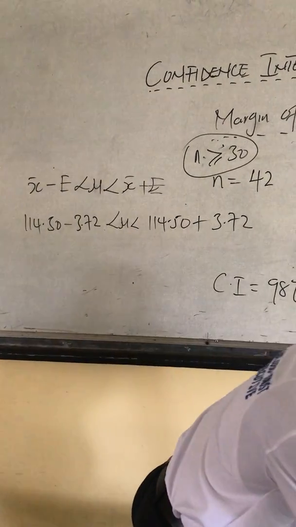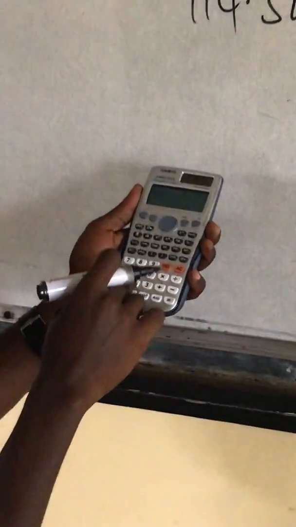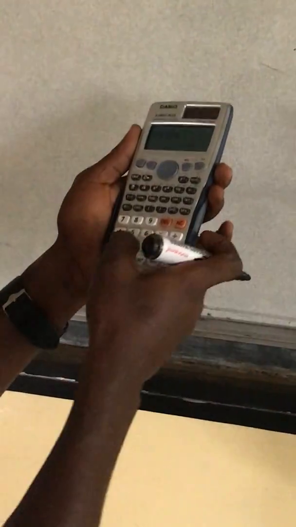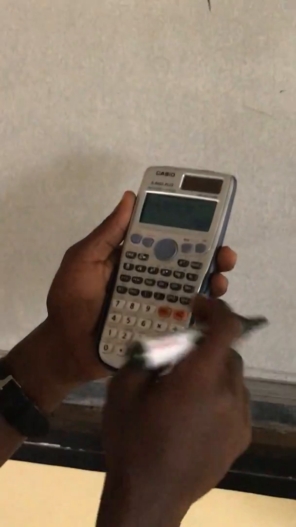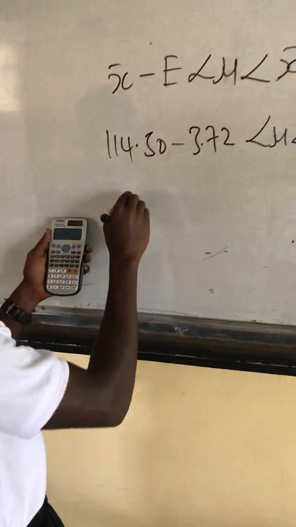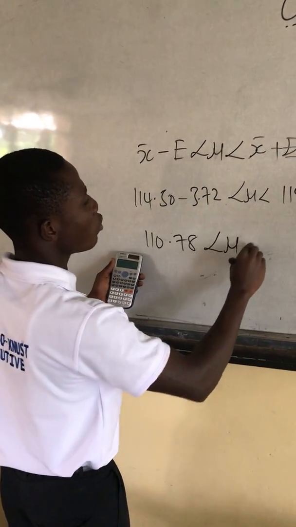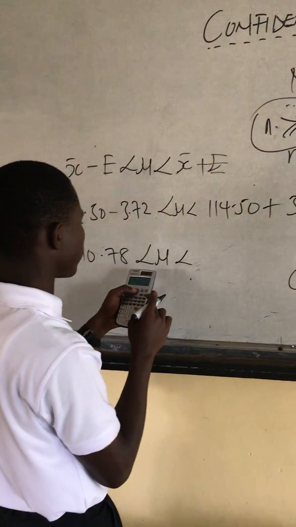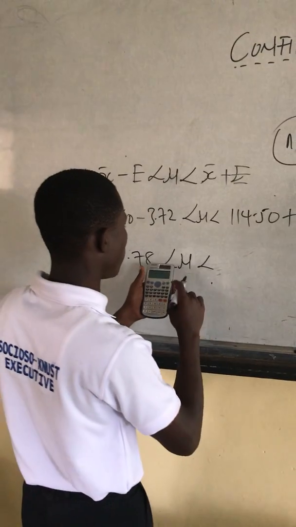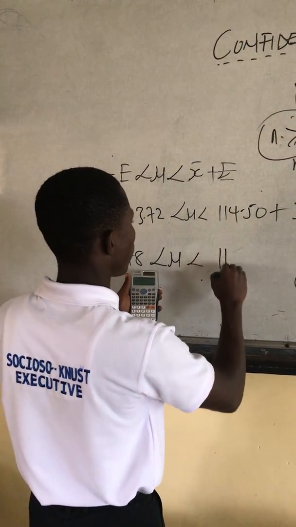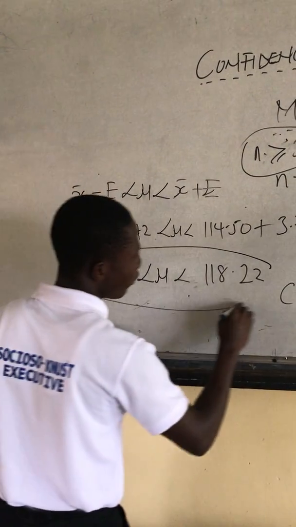So when you are done, you take a calculator. 114.50 minus 3.72. So I got 110.78 less than mu less than. So here we add. Here too, I got 118.22. So this becomes my final answer.